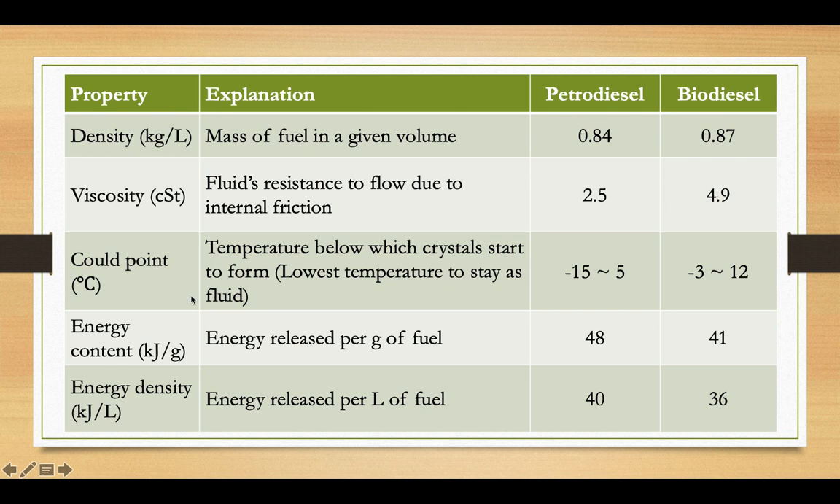Cloud point. Cloud point measures the temperature below which crystals start to form. So it is the lowest temperature to stay as fluid for liquids. So biodiesel has a much higher cloud point than petrodiesel. It means that in winter, biodiesel is more likely to freeze, becoming solid when temperature is low. At the same time, biodiesel is lower in energy content or energy density, however you measure it.